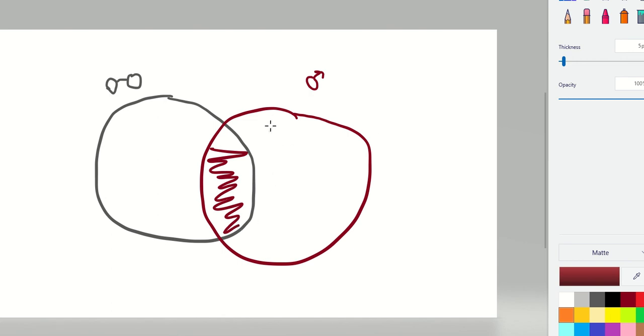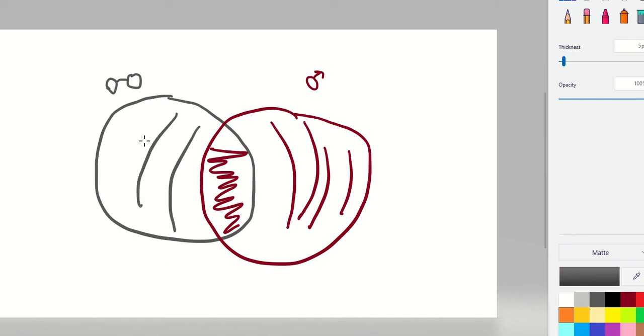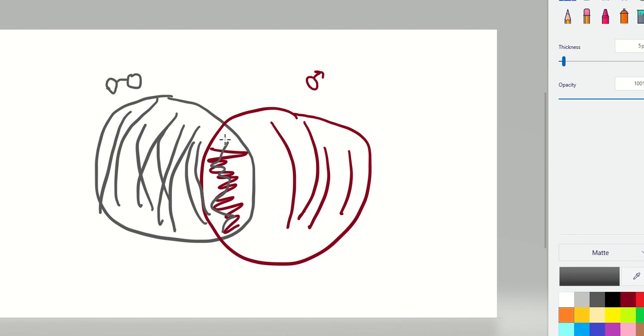Okay, so what you have here, these are the boys that do not wear eyeglasses, and what you have here, these are those that wear eyeglasses that are not boys, and therefore these are the girls that are wearing eyeglasses. Okay, the area in between is what we call the intersection, and it's boys and wearing eyeglasses.